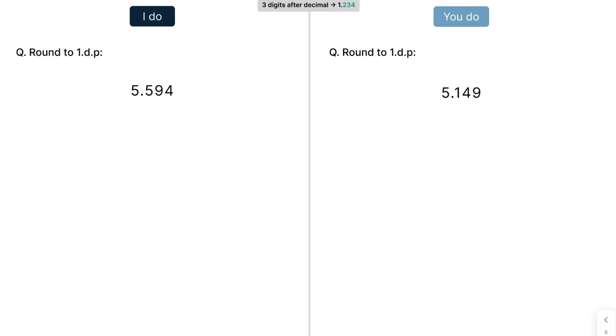Now moving on. Now this one, again, you draw your line after the first decimal place. The decider is telling us that we need to round the 5 up. So that becomes a 6. So the answer is 5.6. Again, draw your line. Look at the decider. So in this case, the decider is 4. So that means we leave the number as it is. So it's going to become 5.1. We do not round up.